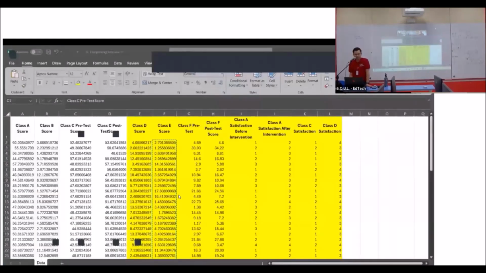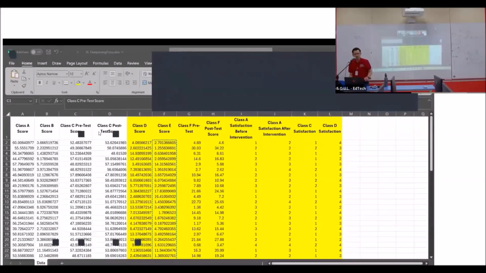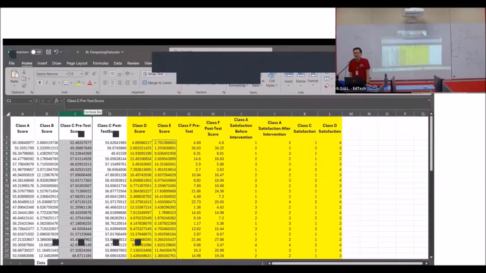Post-test treatment, class C. Let's look at class C. Here, this is class C, the pre-test and the post-test of the same class. The class C pre-test score is from the same students as the class C post-test score.